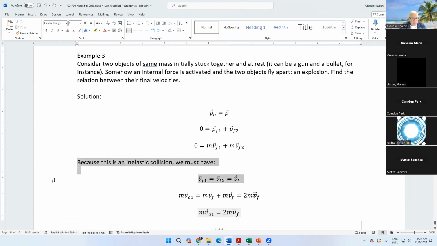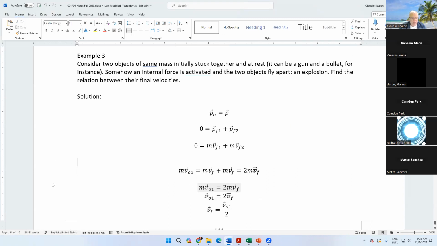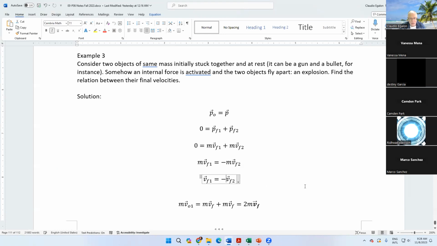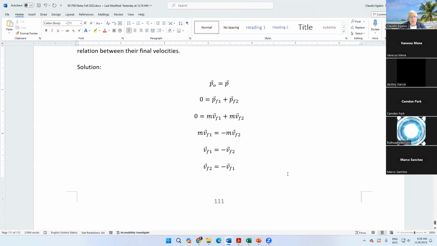So we do not have this case here. What we have next is that one should be equal to minus the other. And in the next step, the masses cancel each other. And we have that the final velocity of 1 is minus the final velocity of 2, and vice versa. Final velocity 2 is minus the final velocity of 1. One flying in one direction, the other flying in the other direction.